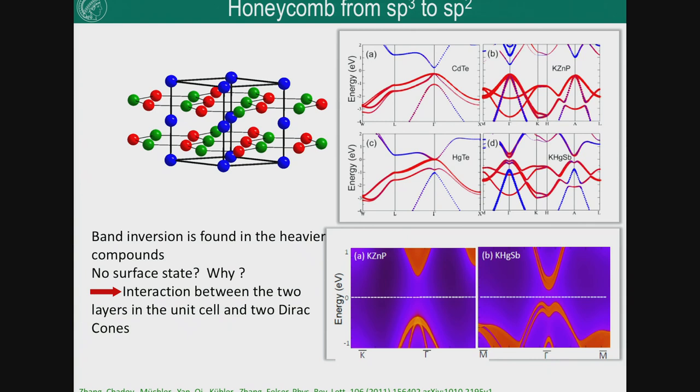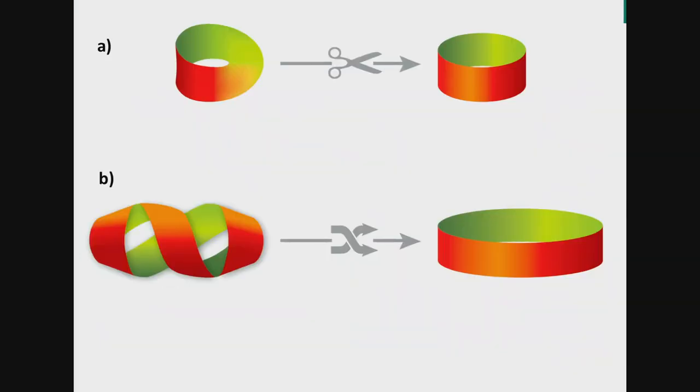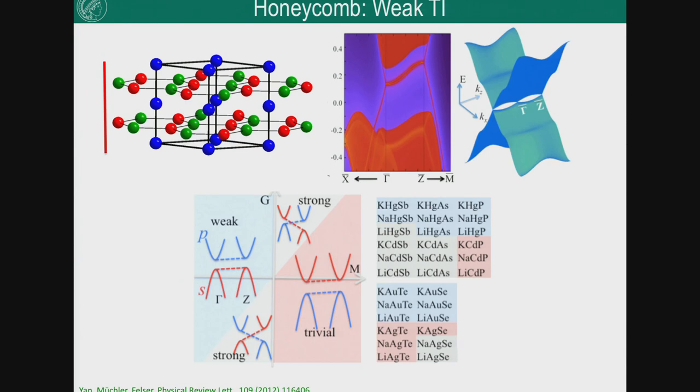Because the reason is here we have two times the band inversion, very similar like in bismuth. So at this time it means, okay, if we have two times the band inversion, we end up with a trivial band structure. But then we thought we are smart.